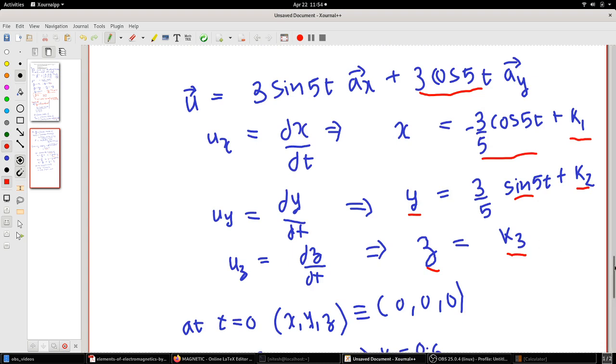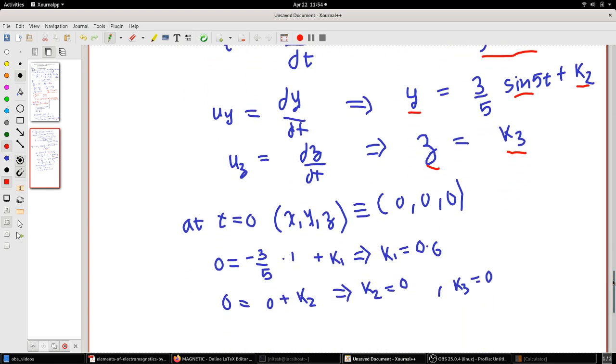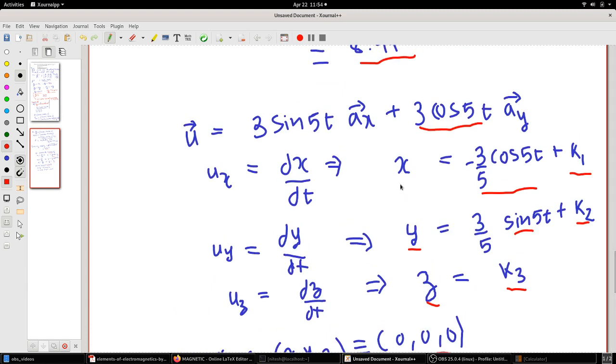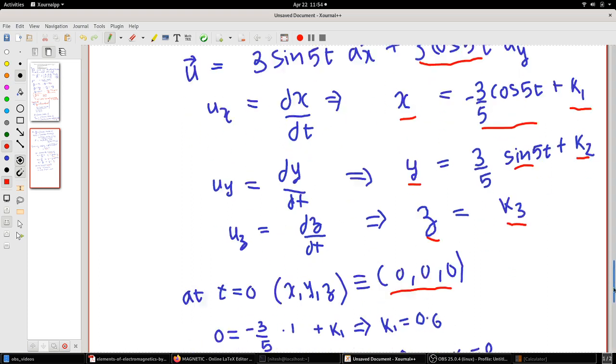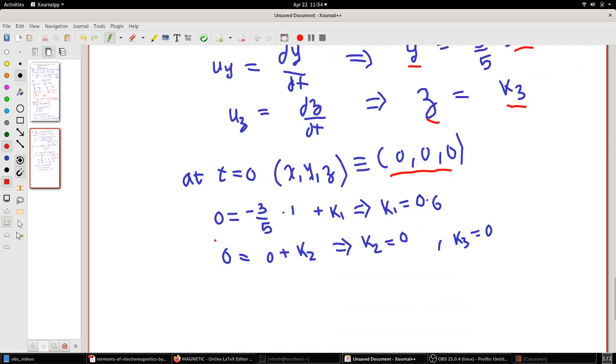I know one thing, that the charged particle started at origin. So at t equal to 0, the x, y, z coordinates were 0, 0, 0. So I plug it in here, and when t equal to 0, this will become minus 3 by 5, this will become 0, and k1: minus 3 by 5 plus k1. So k1 I'll get as equal to 3 by 5, which will be 0.6. Same way I'll solve it for k2, this is what I'll get, and k3, this is what I'll get.